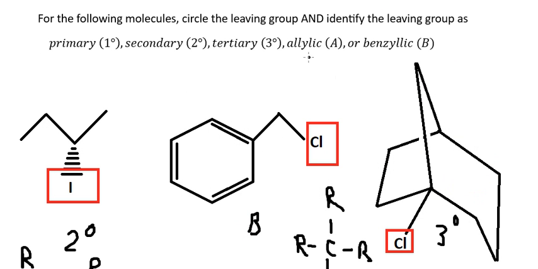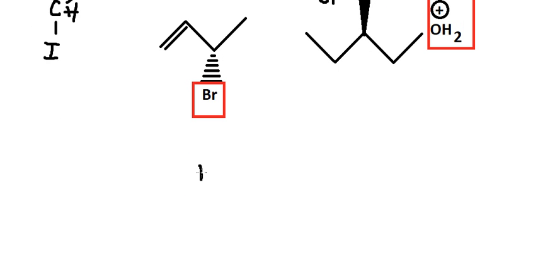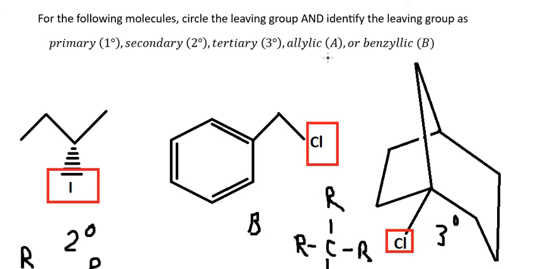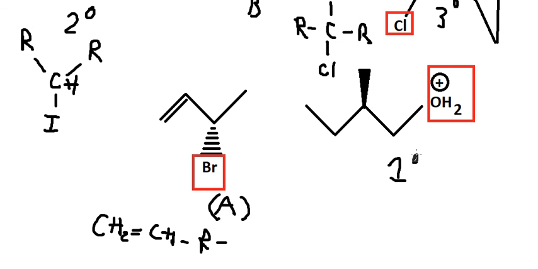This one about allylic, because that should be like this. So that's why we have allylic, and that is about 8. And the last one, that is about primary. So we have like this. And this is about the water.